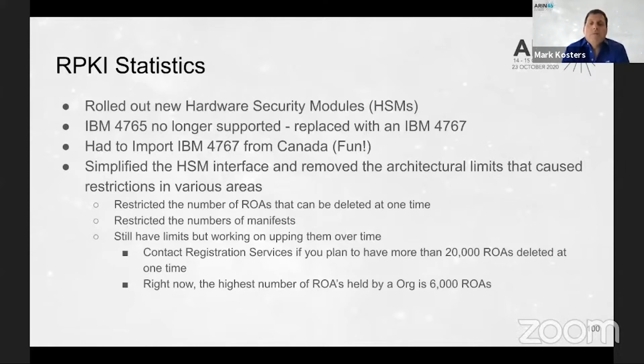We also had a restricted number of manifests that we could create in the old system. That is now gone. We have limits, but are still working on upping them over time. So for example, if you want to delete more than 20,000 ROAs at one time, go ahead and contact RSD. Right now, there's no one organization that has more than 6,000 ROAs, so I don't see this as really a problem at the moment, but this is something that we are working on. Next slide, please.